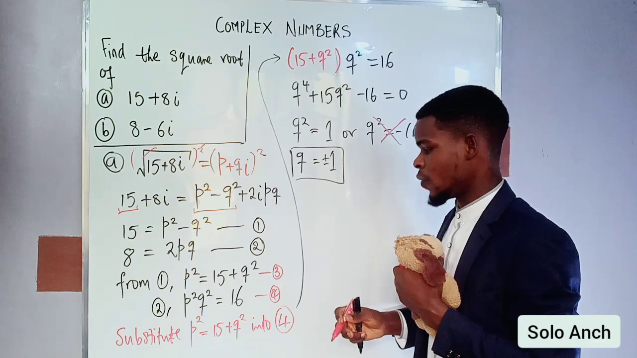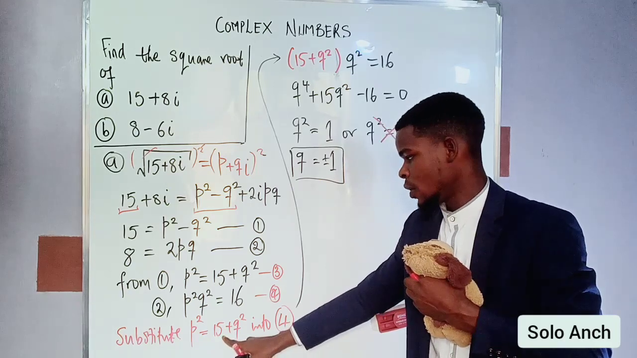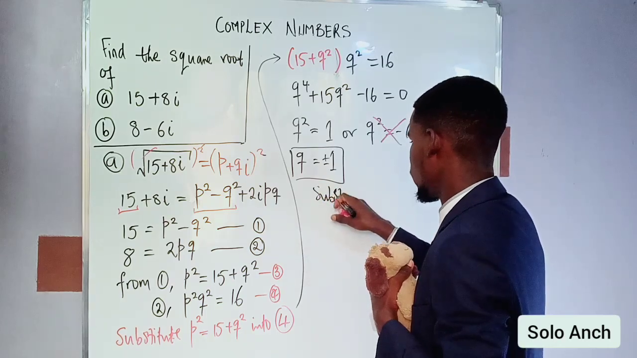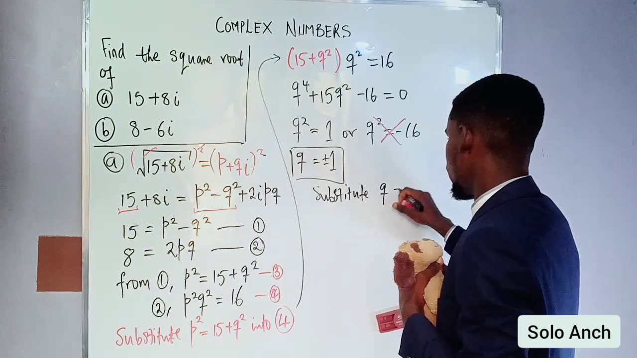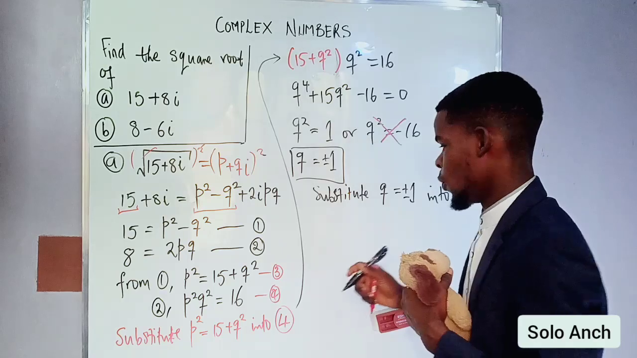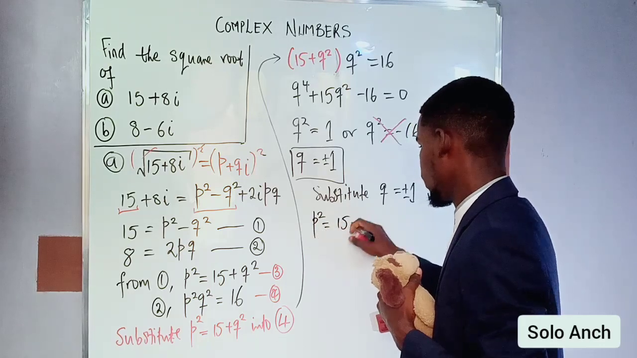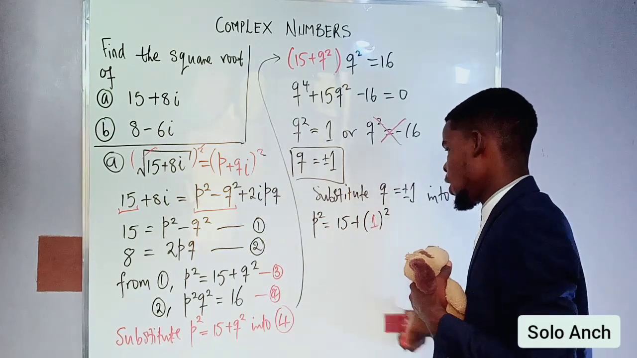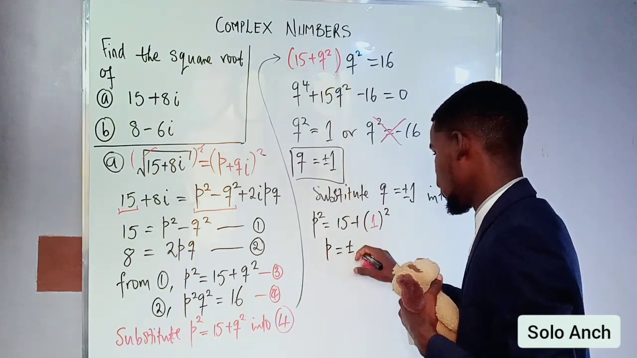Good. So we are going to solve for the value or values of p, given that q is positive or negative 1. And we're going to use this equation to do that. Okay, that is from equation 3. So we substitute the values of q, which is positive or negative 1, into equation 3 to solve for p. And when we do that, well, p squared will be 15 plus, we start off with plus 1, so that we see what we get, 1 squared, all right? Well, 1 squared is 1, and then this is going to be 16. And then the square root of 16 is positive or negative 4. So p will be positive or negative 4.